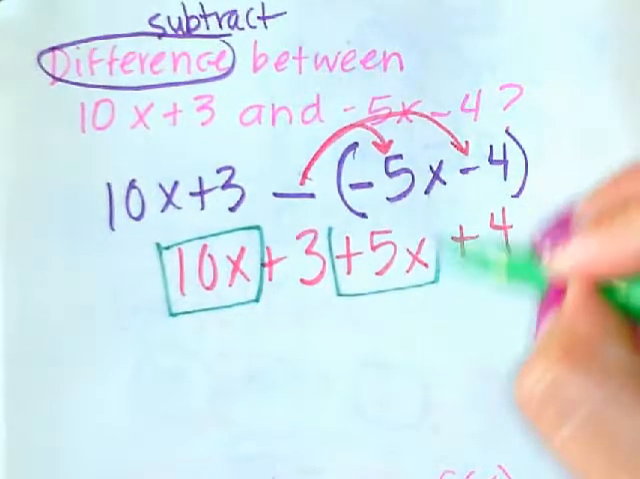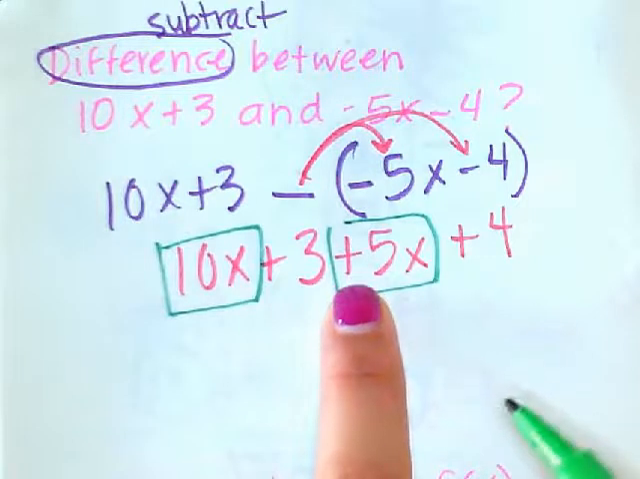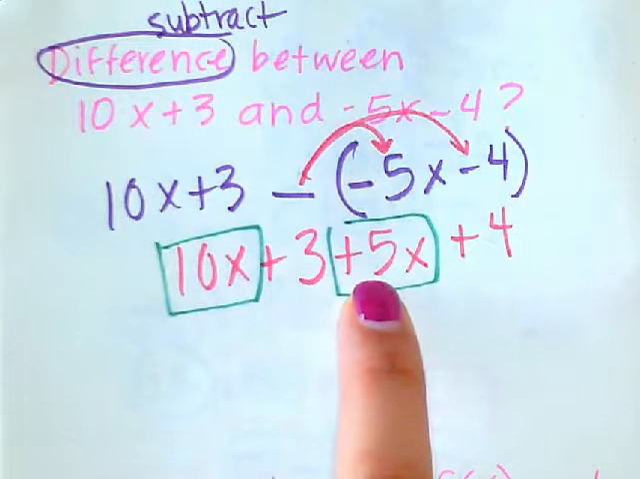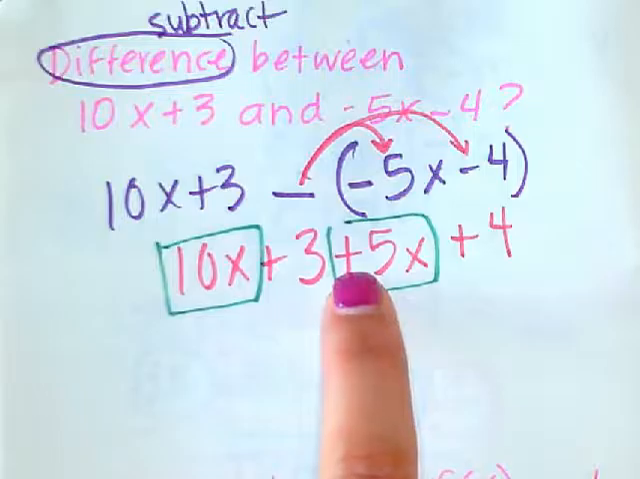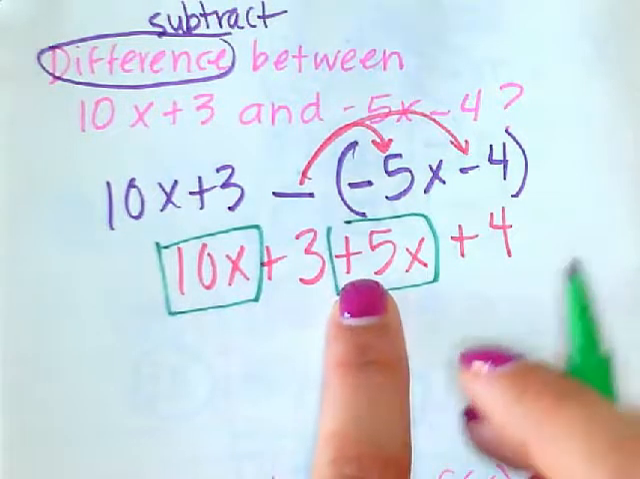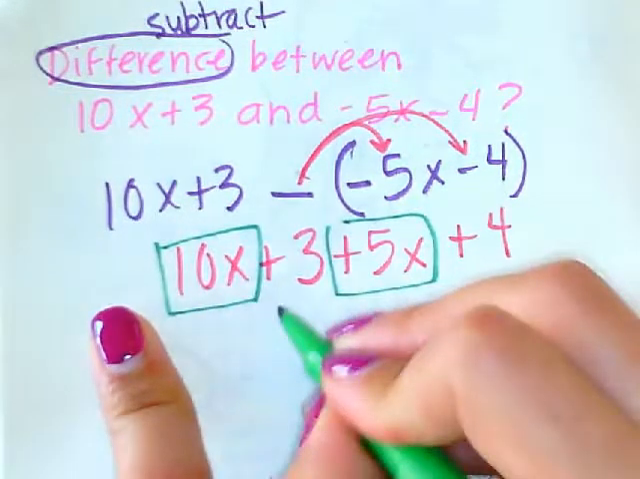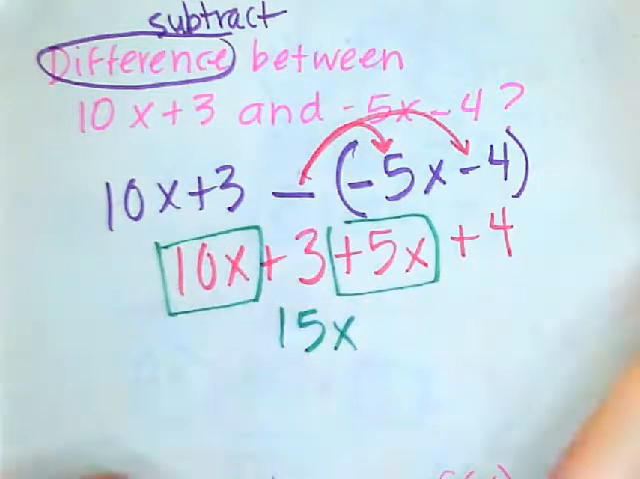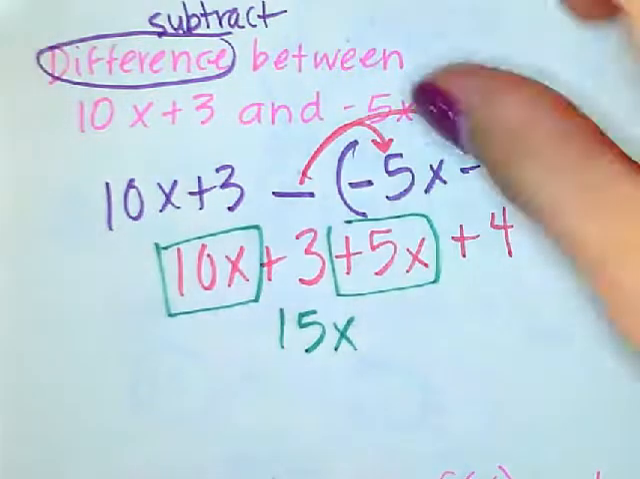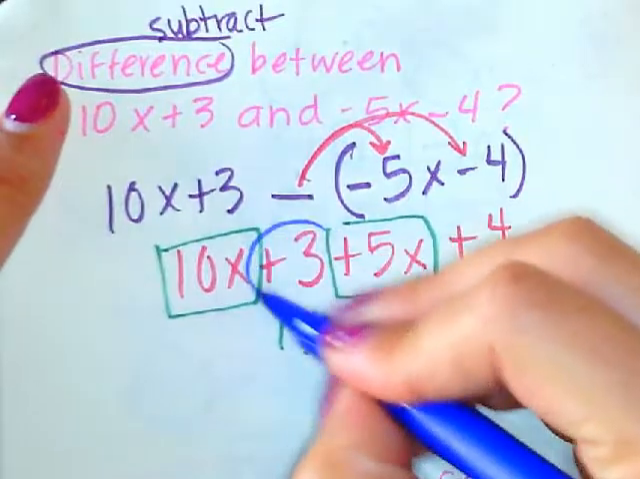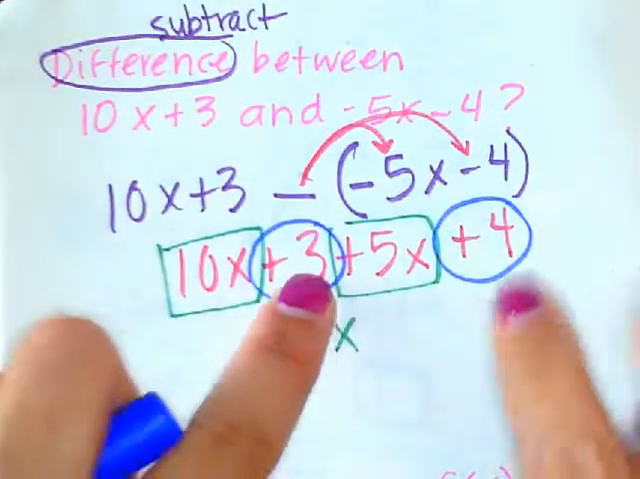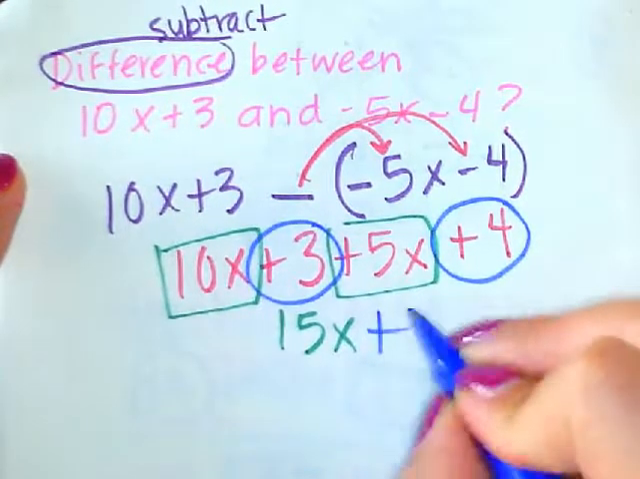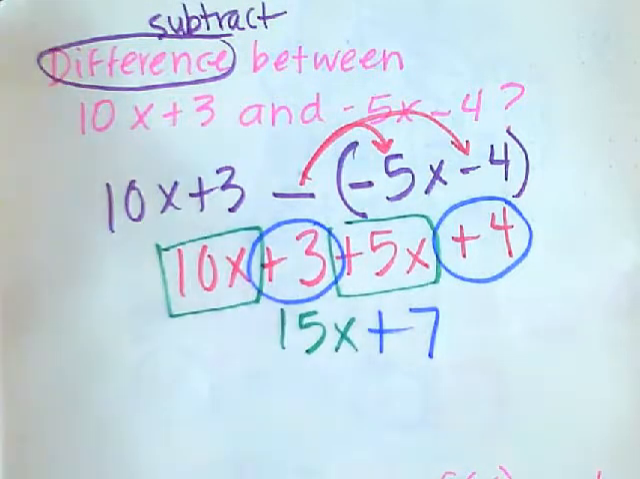I see the 10x and the 5x. Notice that I boxed in or circled, whatever I'm doing at that time, the sign in front of the number, because that tells me if it's positive or negative. So here I'm going to have 15x, and then the other ones are constants, and they are like terms as well. So positive 3 and positive 4, positive 7.